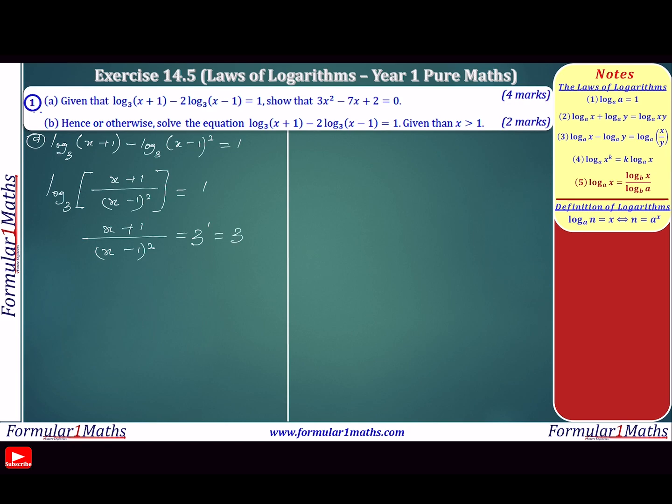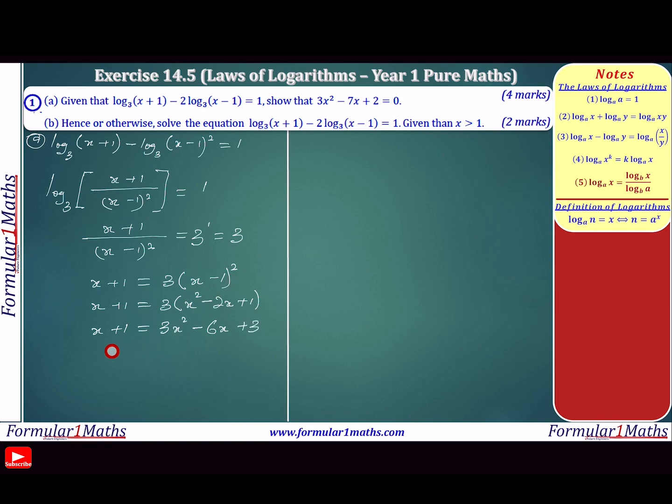And so the whole equation now becomes x plus 1 is equal to 3 brackets (x minus 1) all squared. If I expand the (x minus 1) squared, I'm going to get x plus 1 is equal to 3 brackets x squared minus 2x plus 1. And then I'm going to expand the right-hand side of the equation, and I get x plus 1 is equal to 3x squared minus 6x plus 3.